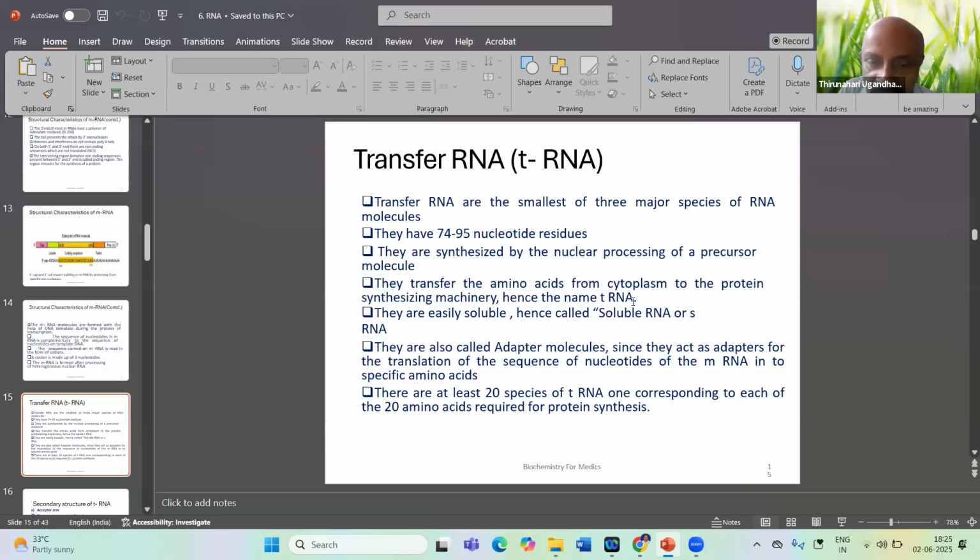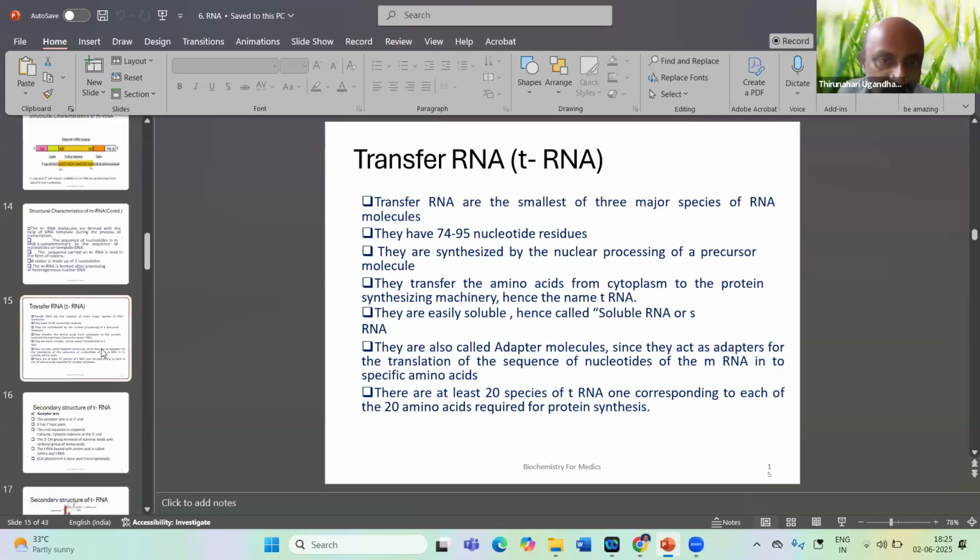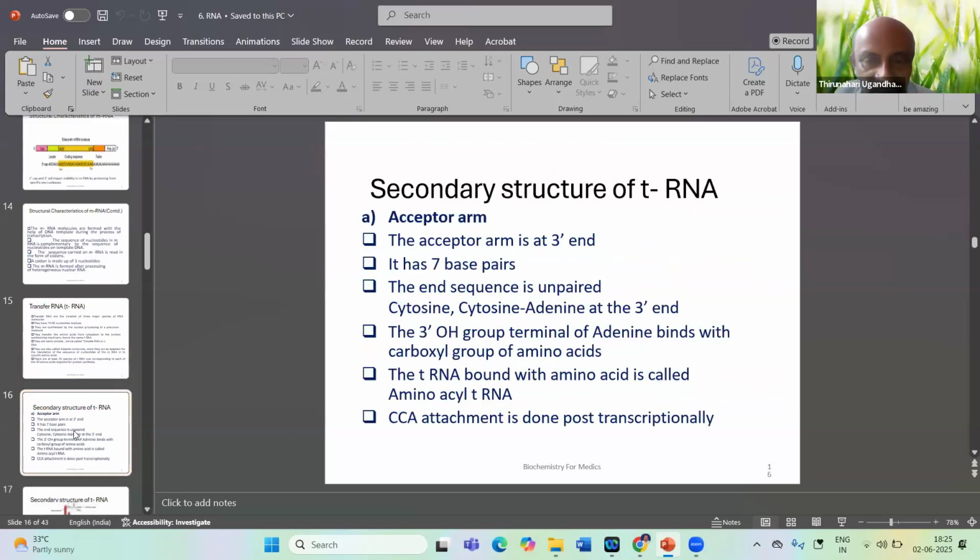They are also called adapter molecules, because they act as adapters for the translation of the nucleotide sequence of the mRNA into specific amino acids. There are at least 20 species of tRNA, one corresponding to each of the 20 amino acids required in protein synthesis. This is the importance of transfer RNA. The primary RNAs are divided into three types: tRNA, mRNA and rRNA.